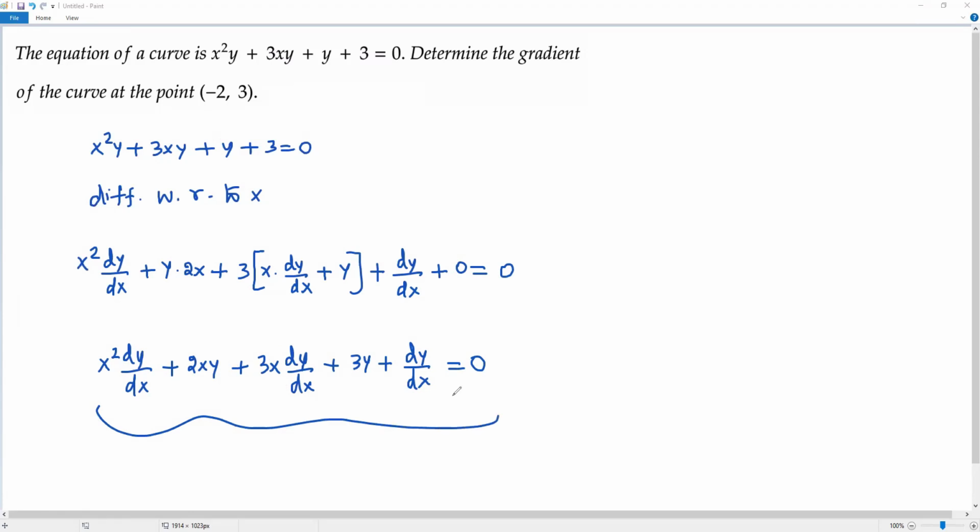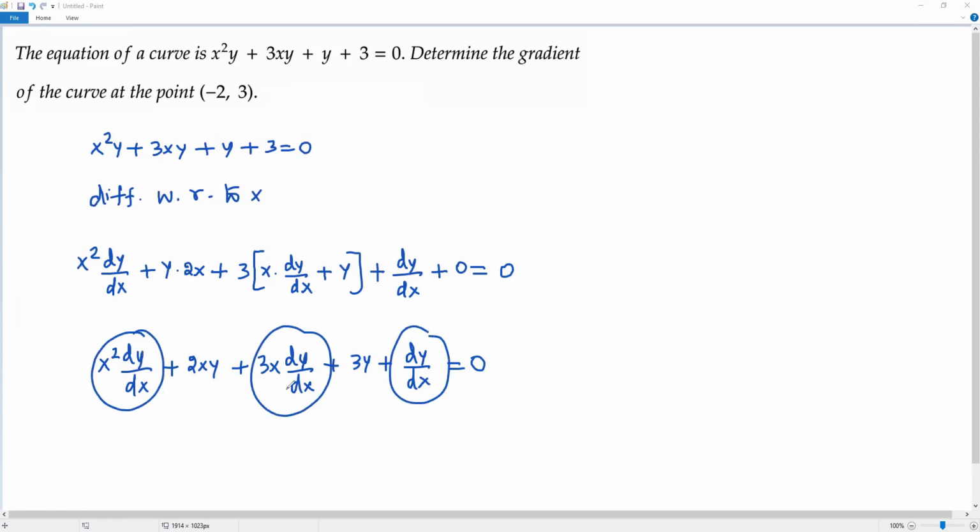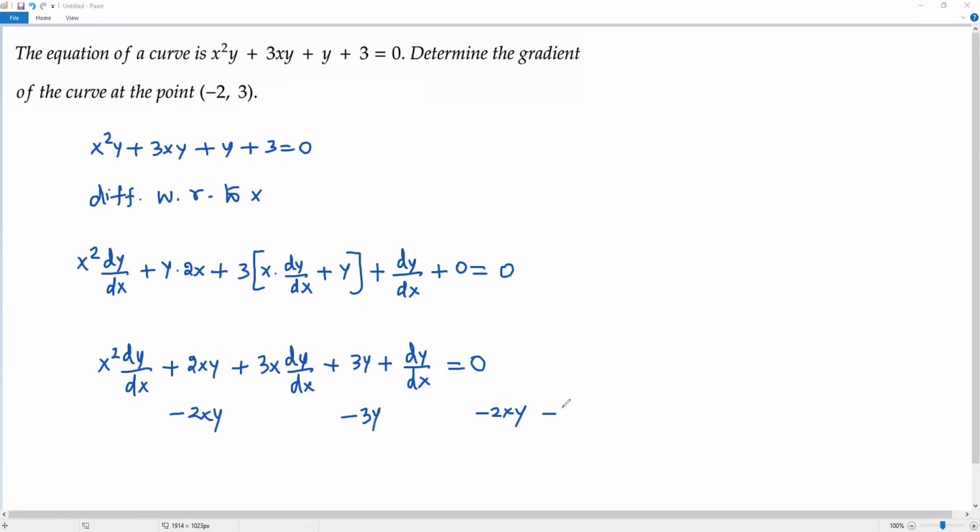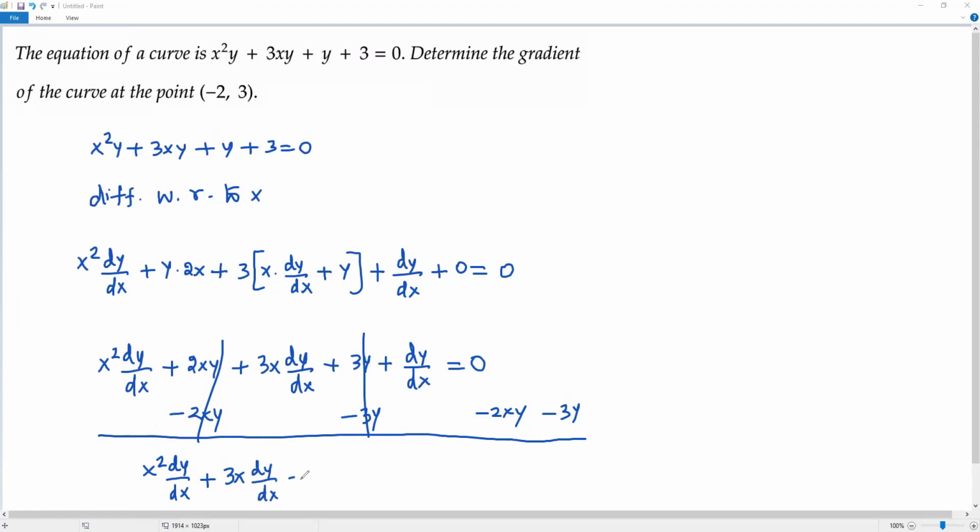So now let's solve for dy/dx in this equation. Let's keep the terms containing dy/dx on the left side and move the terms that do not contain dy/dx to the right side. So we have to get rid of this positive 2xy and positive 3y. Let me subtract 2xy from both sides of the equation, and also subtract 3y from both sides. Then the positive and negative values will cancel. We get x² times dy/dx, positive 3 times x times dy/dx, positive dy/dx, equals, on the right side, negative 2xy, negative 3y.